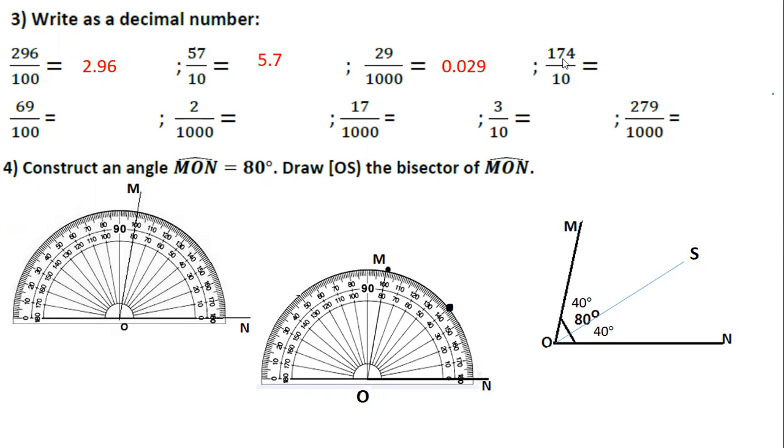We have 174 over 10. So we should write 174 as it is. And we put our finger to the right. We move it 1 digit to the left. So we get 17.4.